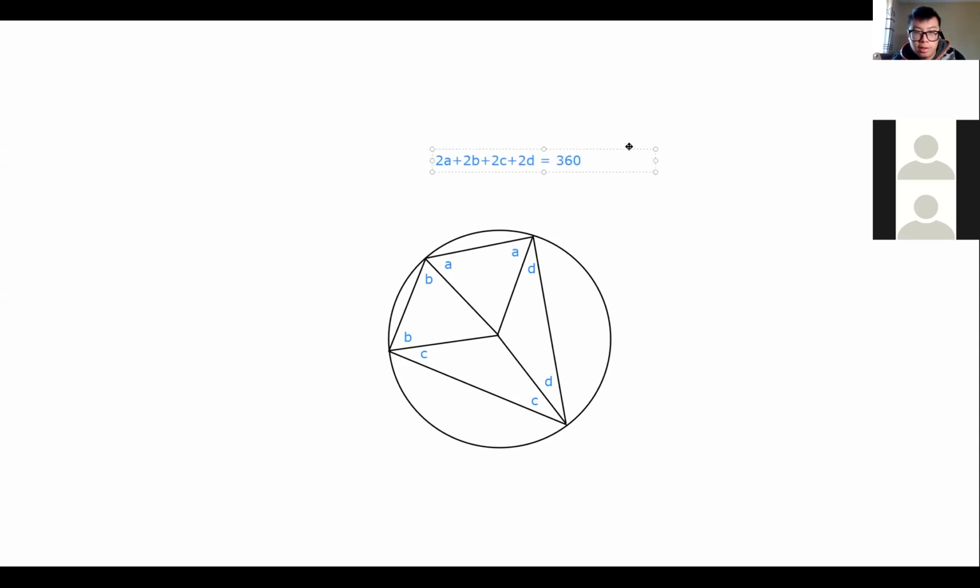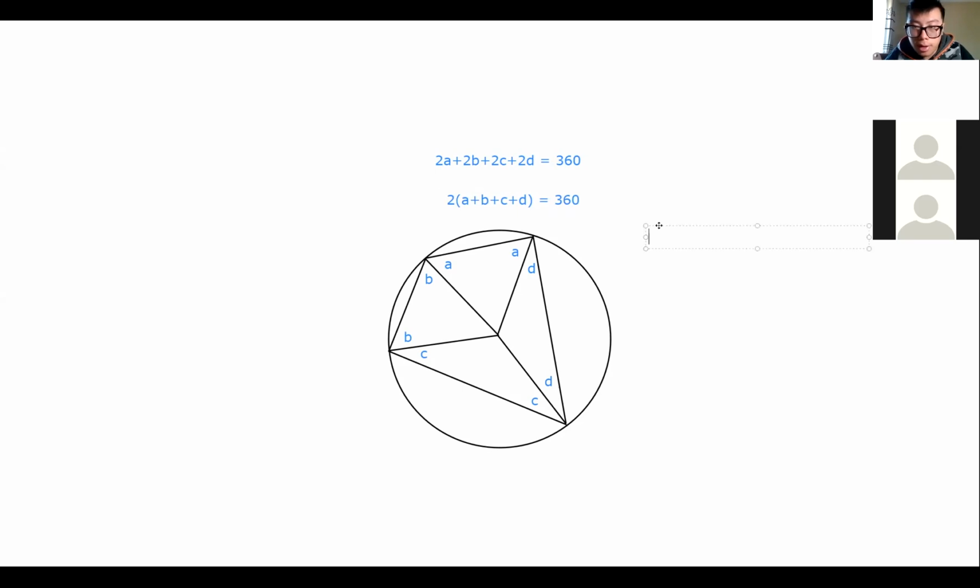All right, so we have this now. 2a plus 2b plus 2c plus 2d equals 360 degrees. Hopefully that's clear. Now what can we do with this equation? We can factor the 2 out from a, b, c, and d, and we get a plus b plus c plus d, in brackets, equals 360 degrees.